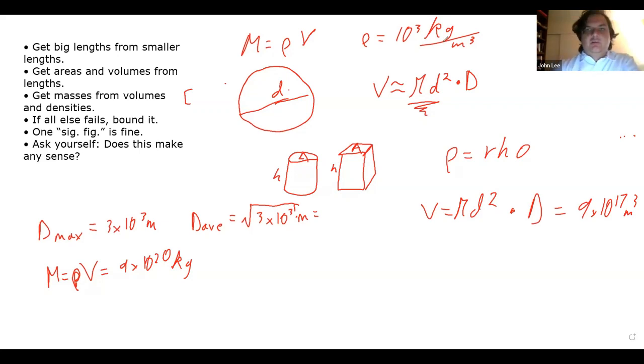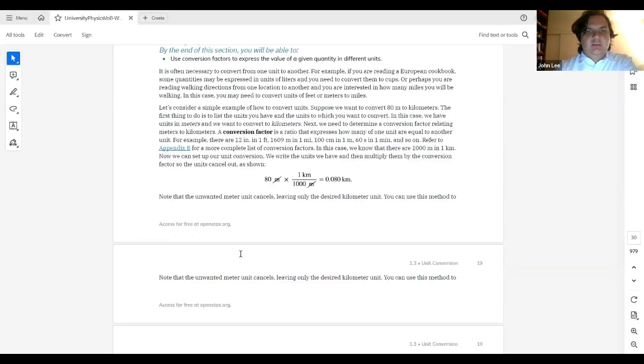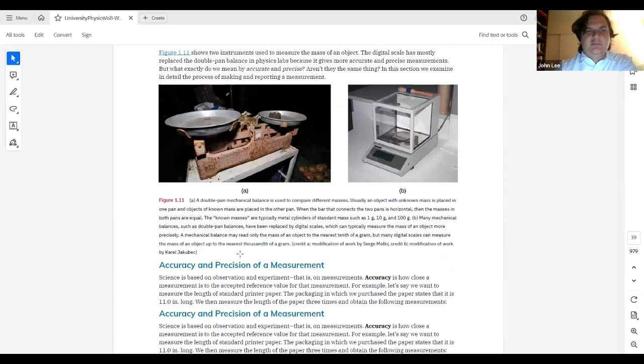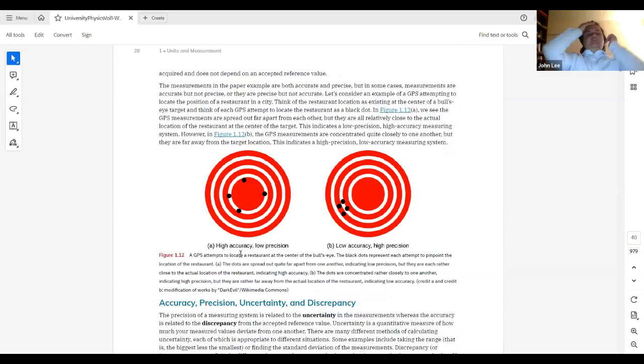I'm going to go back to the textbook to just talk about accuracy and precision. So instead of writing this out, because it's a very visual thing, accuracy is described as how close you are to the real value or the accepted value of something, and precision is how close your values are to each other.